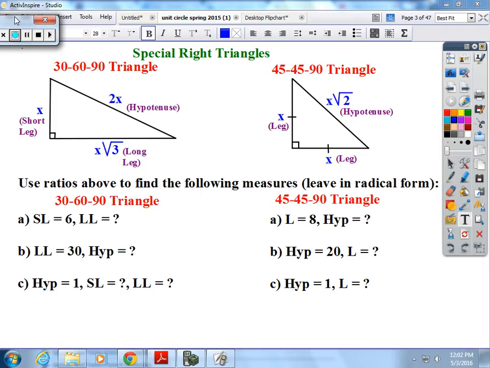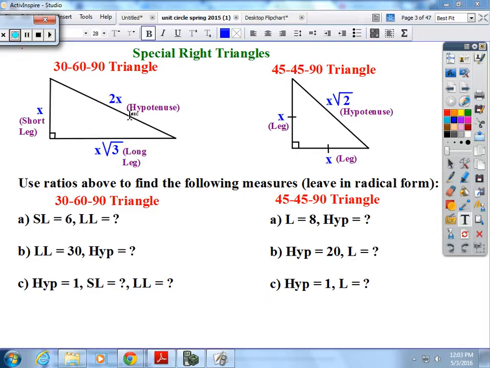We have two special right triangles on the screen here. One is the 30-60-90 right triangle, the other is the 45-45-90 right triangle. We learned for the 30-60-90 that the ratio of the legs, our short leg is x. We used p yesterday, but x. And then x times square root of 3 will give you the length of the long leg, and 2 times the short leg gives you the hypotenuse.